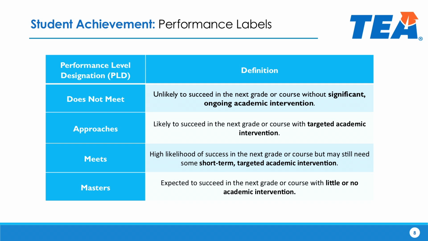With those labels, there are specific definitions as to what they mean. For example, does not meet would mean that the student is unlikely to succeed in the next grade level without significant ongoing academic interventions. Approaches grade level, the student is likely to succeed with maybe targeted academic interventions.